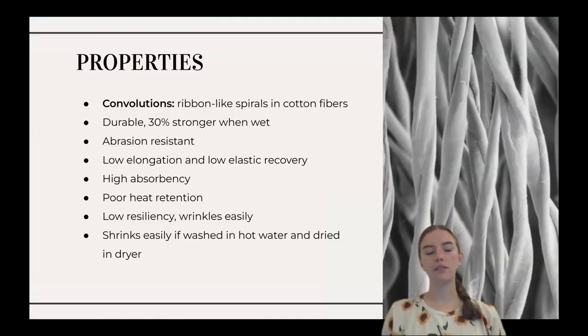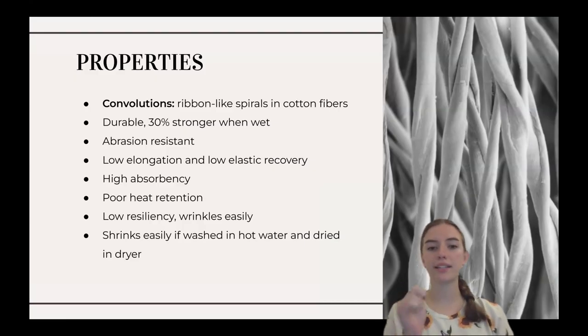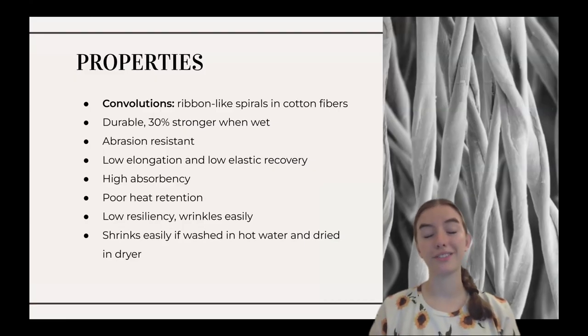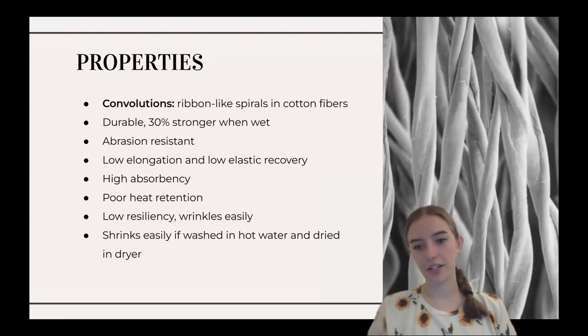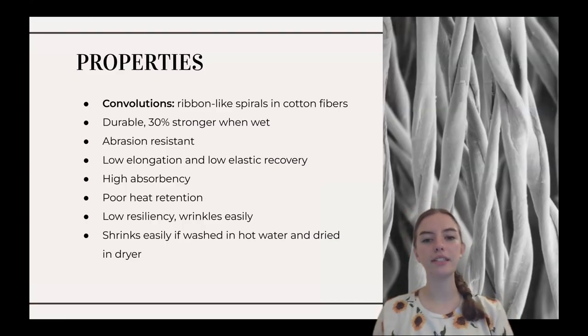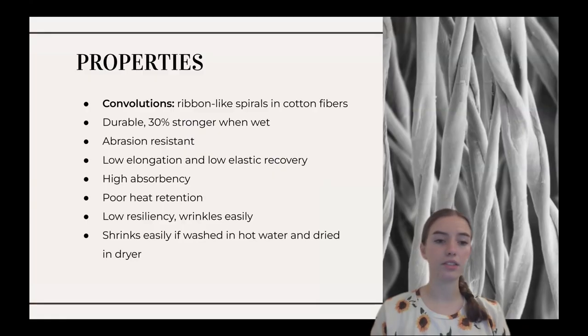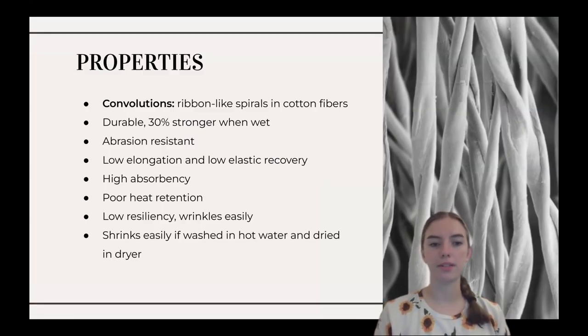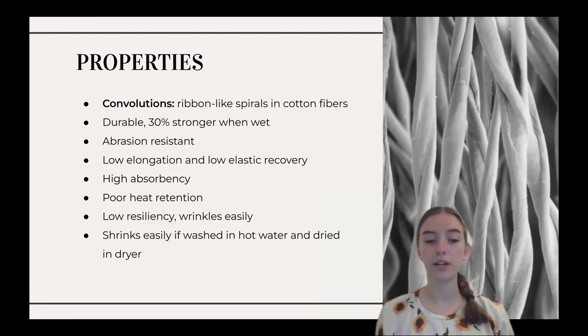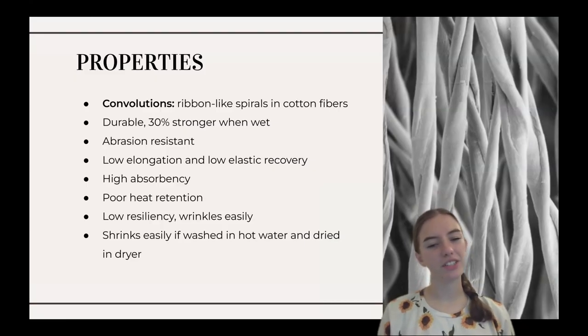So some of the main properties of cotton are listed on the slide, but an important one is convolutions, and that's the ribbon-like spirals that you see in the cotton fibers. And you can see in the picture here how the fibers look kind of twisted, and that's a main characteristic of cotton. Cotton is also durable. I thought it was interesting that it's 30% stronger when it's wet. It's also abrasion resistant. But it has low elongation and low elastic recovery. So it doesn't really stretch super well.